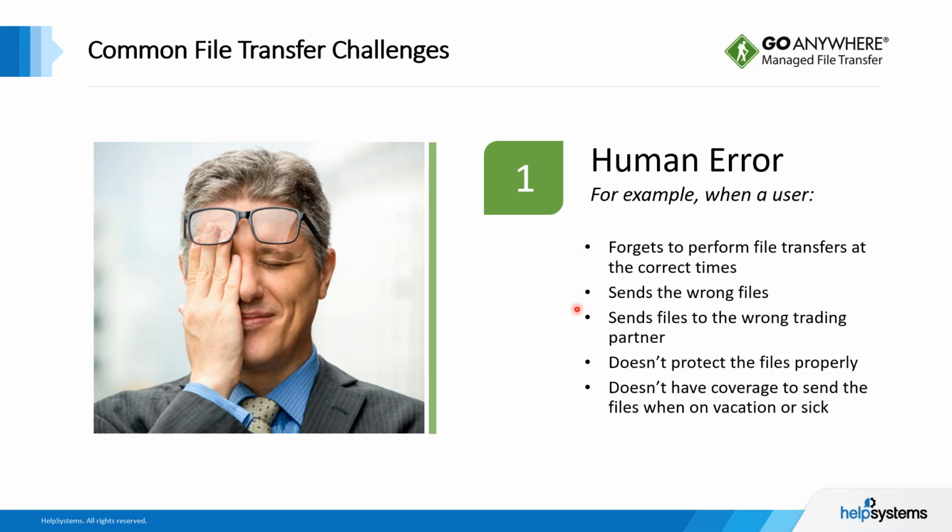For instance, what if the user sends the wrong file, or forgets to send the file, or sends it at the wrong time? This could be an important order or a key financial document, and this delay could affect your relationship with your vendor or customer. What if the user downloads or uploads the wrong file or sends to the wrong trading partner? Maybe they accidentally sent the wrong pricing list with special discounts that were actually intended for another customer. This could be very bad for your business, right?